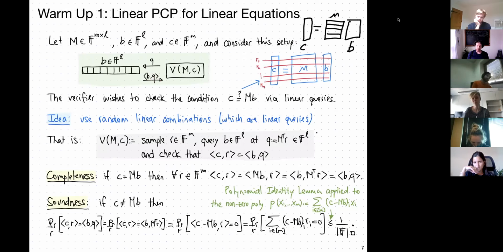I guess this would make much more sense once you see how this unpacks into a real PCP, where the encoding is exponential. This is just a single query here. Yeah, it's a single query, but the communication cost of the verifier.